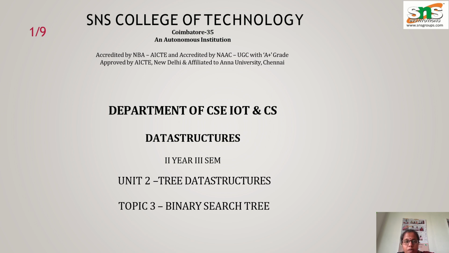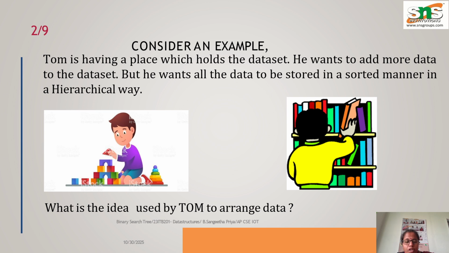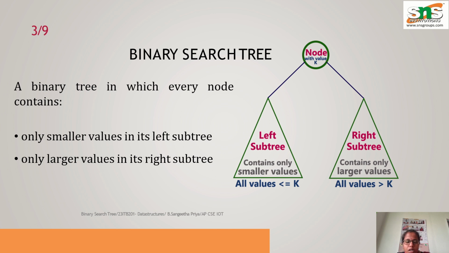Here we are going to see about a binary search tree, and we are considering a real-time example. Consider that Tom has a place which holds a data set, and Tom wants to add more data to the data set. But Tom also wants the data to be stored in a sorted manner in a hierarchical way. What order should Tom use? Here comes the binary tree as the solution.